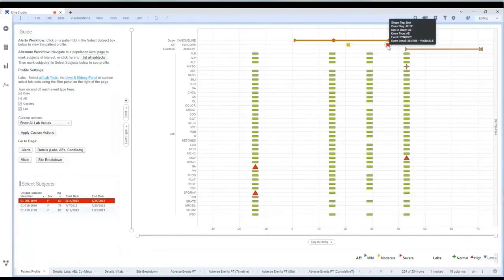And later, so that occurred at 2 weeks, and then at a later date, the subject had a severe instance of syncope that was judged by the site as probably related to drug treatment. This initial quick look suggests strongly that the syncope is caused or related to exposure to the drug.